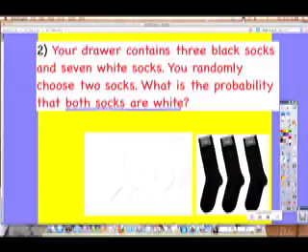7 over 10. Where'd you get the 7 from? Because that's how many white socks there are. Okay, 7 white socks. 10 total. Keep going. You're doing great. So then I just divided 7 by 10 and got 0.7, and got 70%.